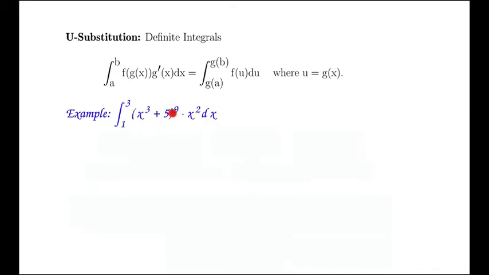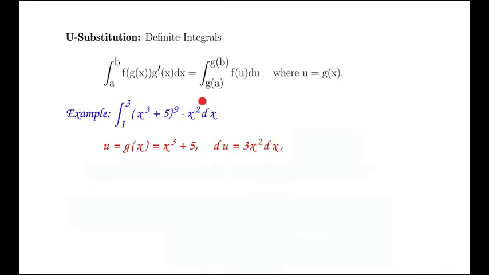The natural thing to try here is x cubed plus 5. And that's going to work out pretty well. You could see it in advance. The derivative of x cubed plus 5 is going to be 3x squared. We have the x squared sitting here, and the 3 is just a constant. So if we let u equal g of x, that's what we have here. It would be x cubed plus 5. du will be 3x squared dx.